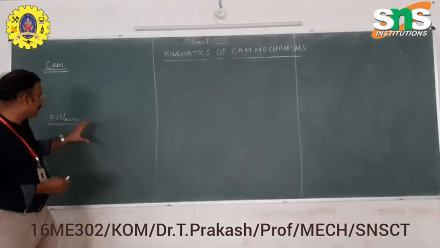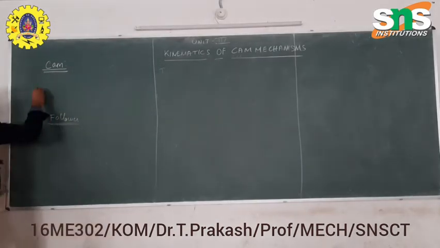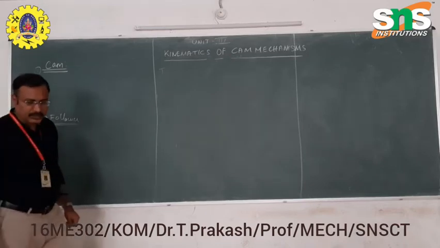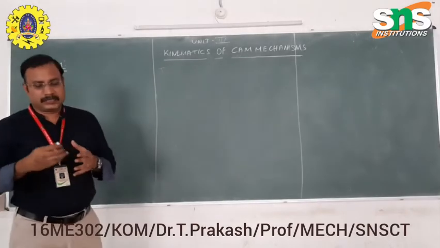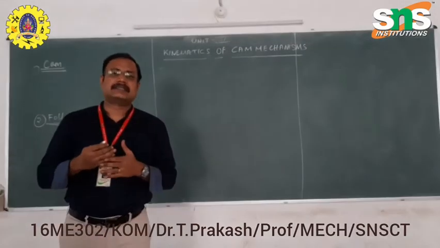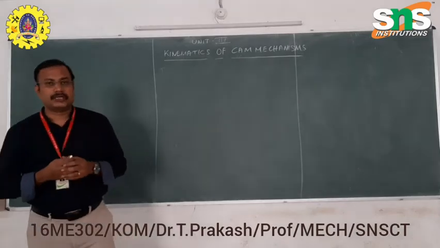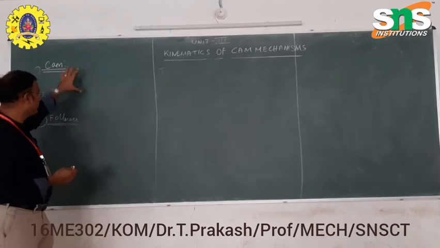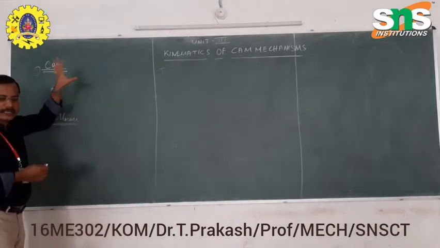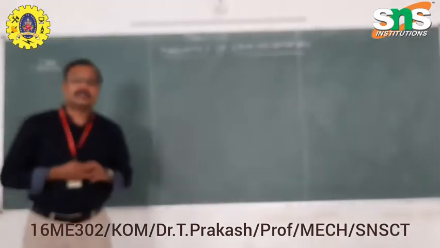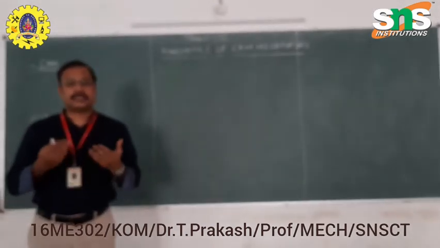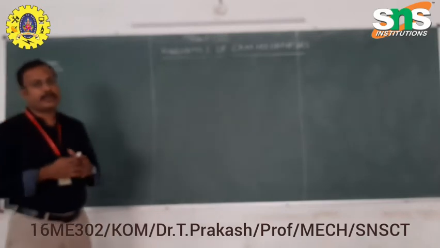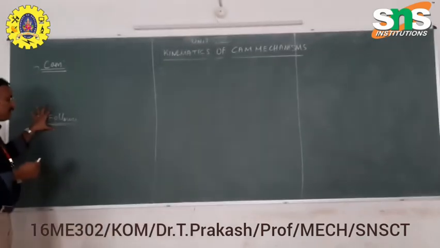What is the meaning of the other element? The second element is our follower. The first element is the cam, the second element is our follower. The follower has a translation, oscillating or circular motion according to the motion of the cam. The follower follows the cam profile. The follower has a reciprocating, oscillating or rotary motion according to the cam. Therefore, it follows the cam, and therefore the name is given as follower.